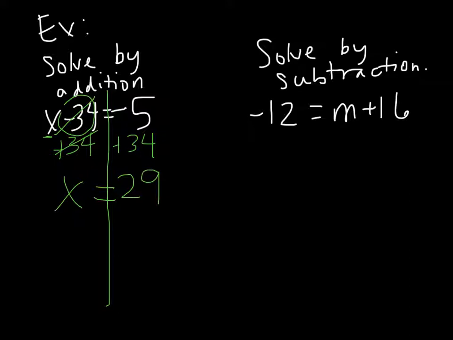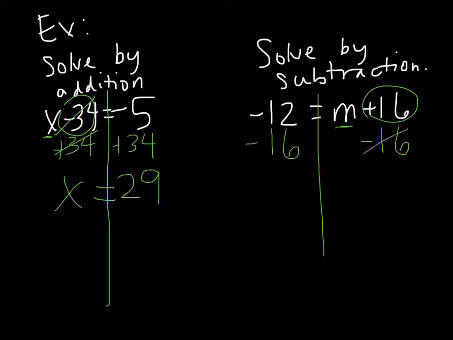I can also solve by subtraction. So I look at my equation, I say, where's my variable? M. What's happening to it? I'm adding 16. What's the opposite? Subtract 16. But again, here's my wall. I have to be fair. I have to subtract 16 on this side. So the minus 16 and plus 16 cancel, and I have just my m left over there.